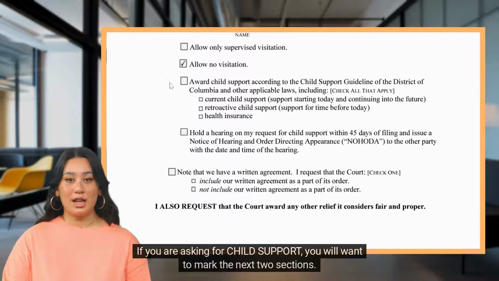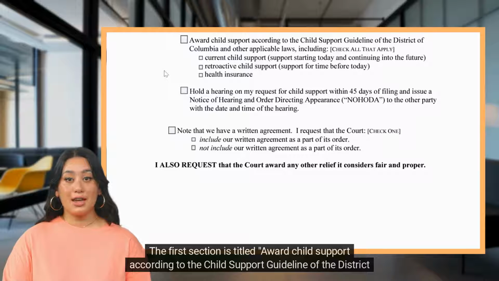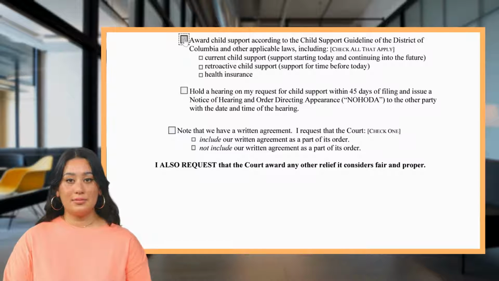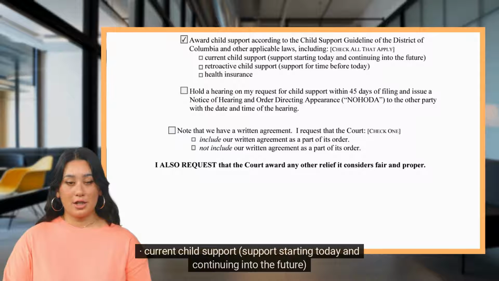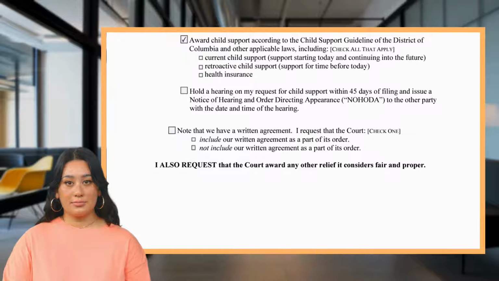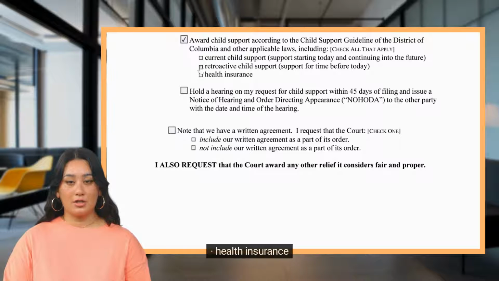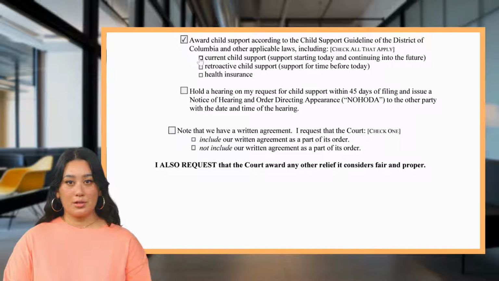If you are asking for child support, you will want to mark the next two sections. The first section is titled Award Child Support according to the Child Support Guideline of the District of Columbia and other applicable laws. You will also want to check any of the following options you want to request: current child support, support starting today and continuing into the future; retroactive child support, support for time before today up to 24 months; health insurance. Then, check the box next to the type of child support you want.